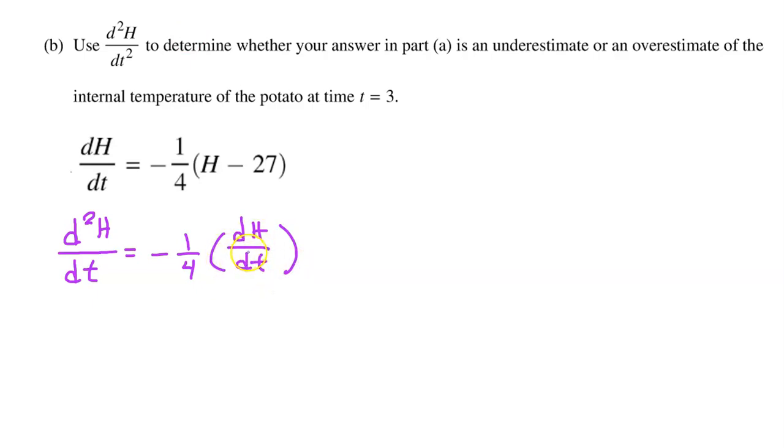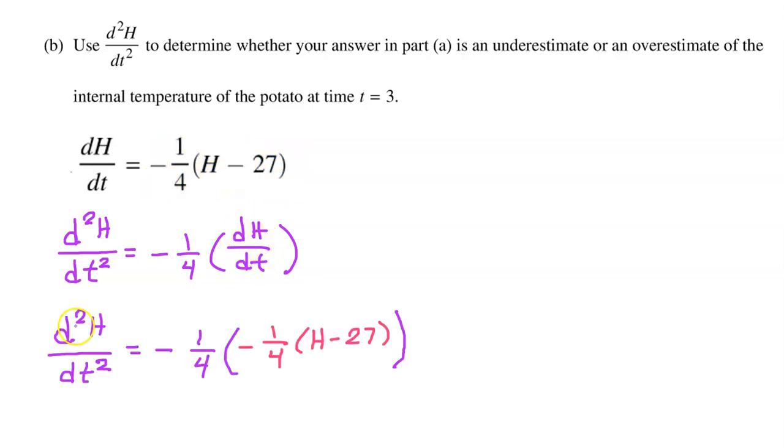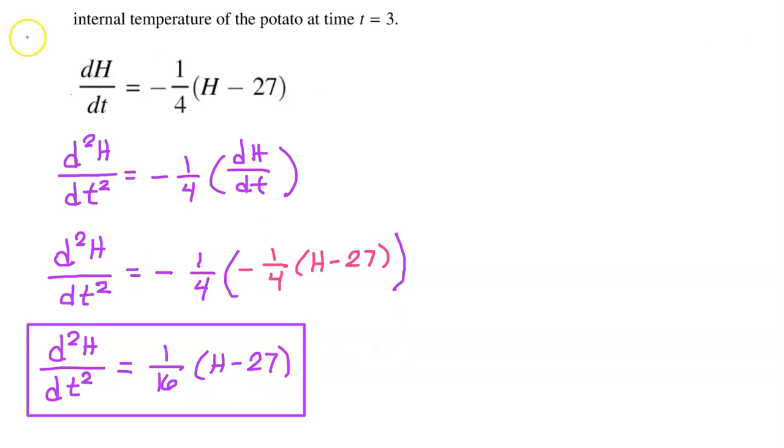We need to write this in terms of h and or t. We have to get rid of dh/dt. So let's do a substitution. Looking right here, we see that dh/dt is equal to this expression. So I can take this expression right here and put it right here. So now we have this. We can simplify this a bit by multiplying negative 1/4 times negative 1/4 and writing positive 1/16.